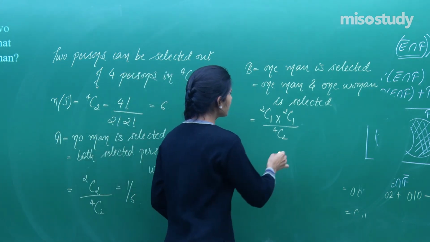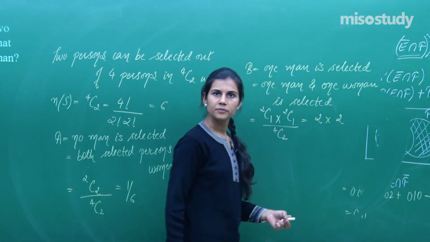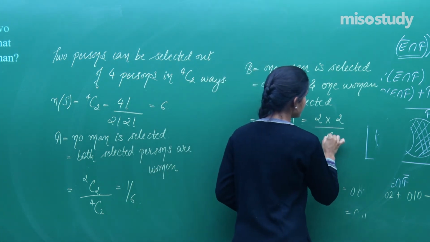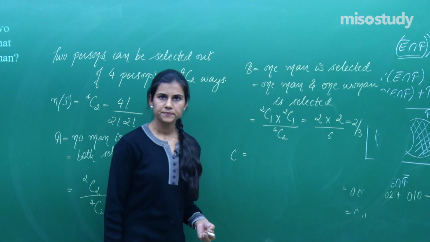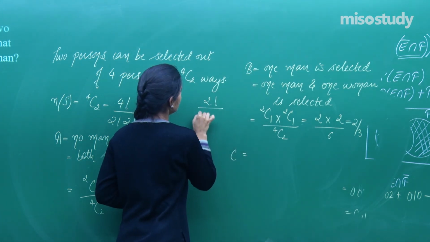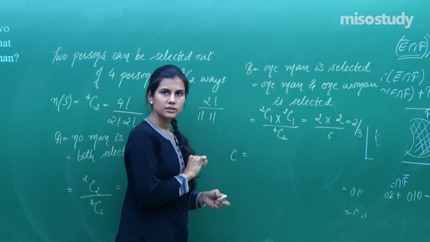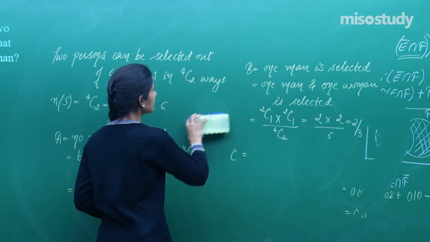Then you have event C. You can compute this. What is 2C1? It is 2. 2C1 is 2, right? This is 6. So this is 4 by 6, that is 2 by 3. Fine? 2C1 is what? This is 2 factorial upon 1 factorial into 1 factorial. So it is 2 only. Fine. So you have 2 into 2 upon 6.